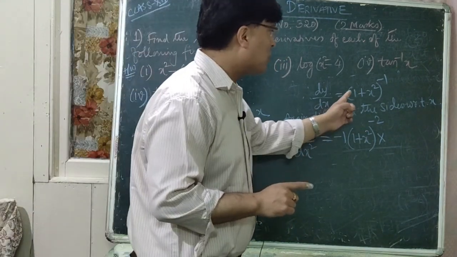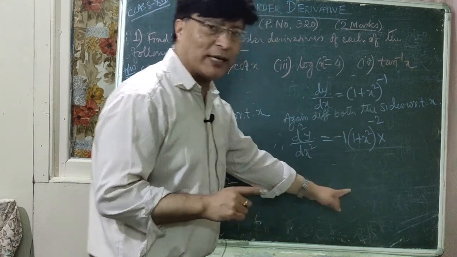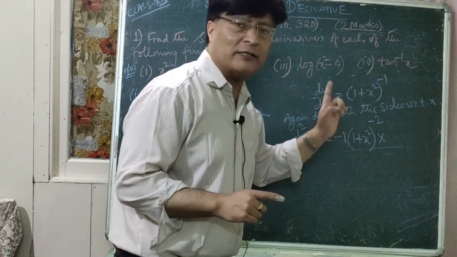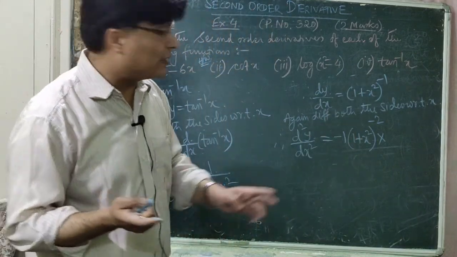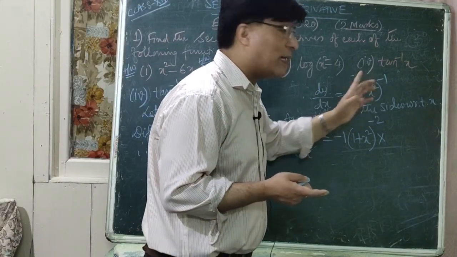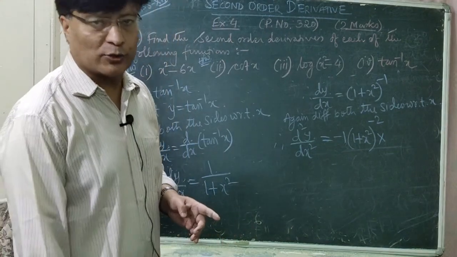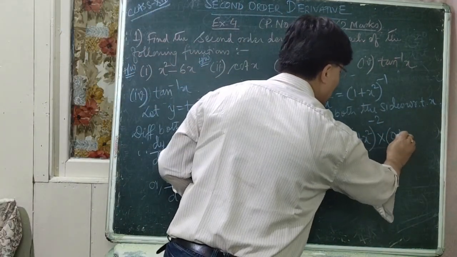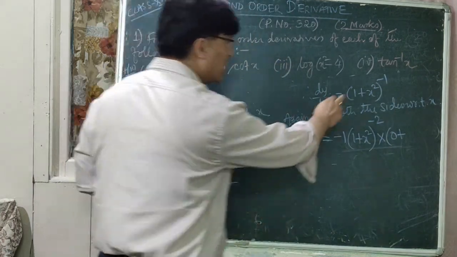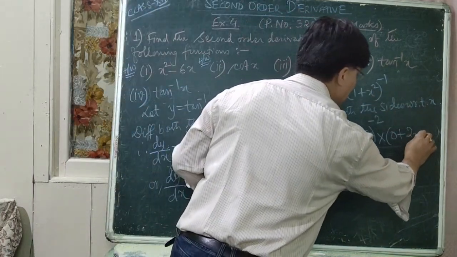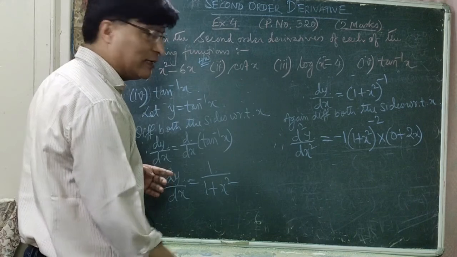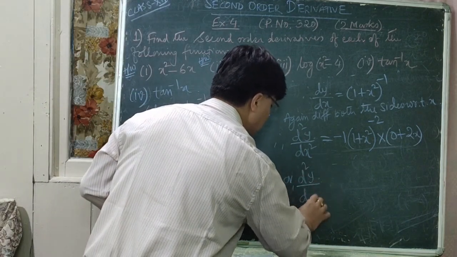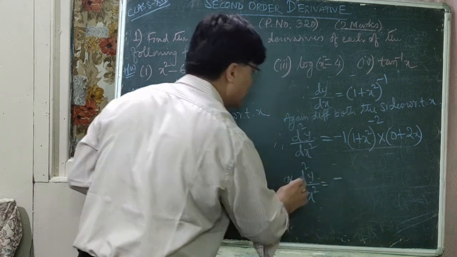Because in this case 1 plus x square is assumed as x, then it is differentiated. Again you have to differentiate the term which is assumed as x. That means 1 plus x square लाई अझै हामी एकचोटी डिफरेन्सिएट गर्छौं. कति हुन्छ? What is the differentiation of 1? It is 0 plus. What is the differentiation of x square? It is 2x. Is that clear? So d2y by dx square is equal to minus.